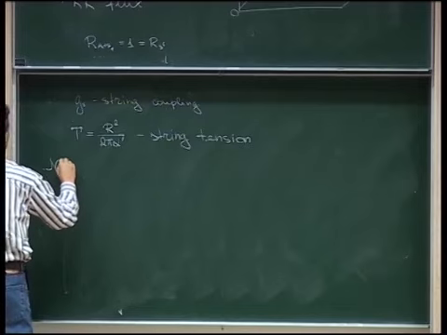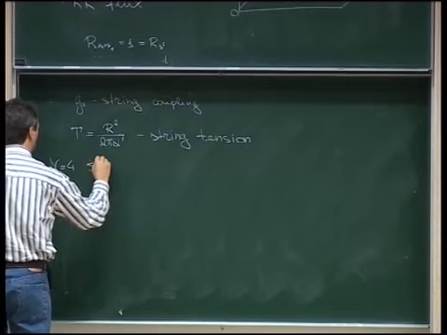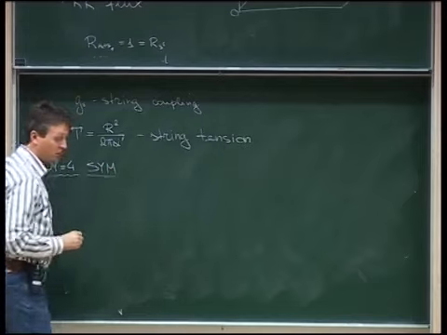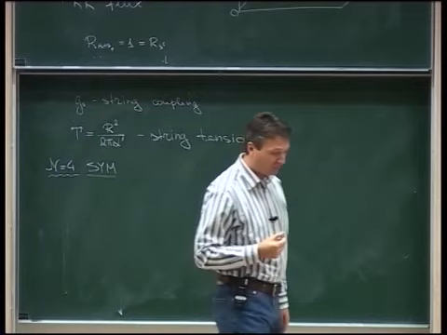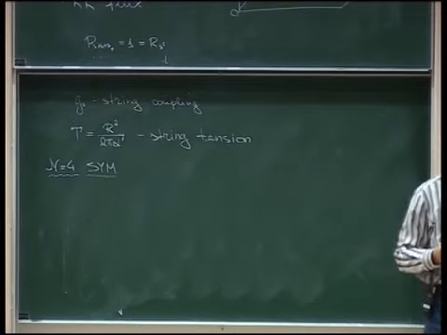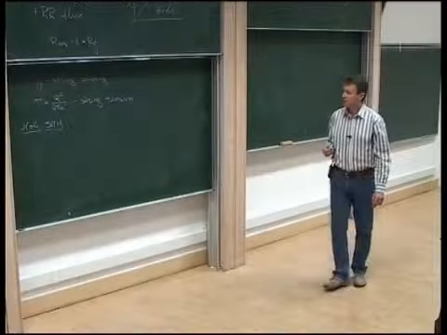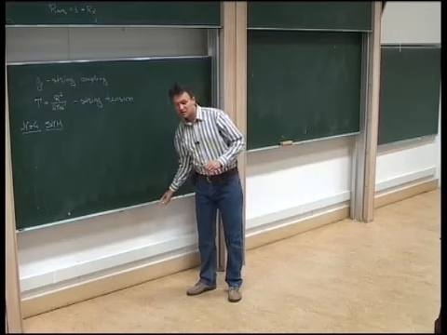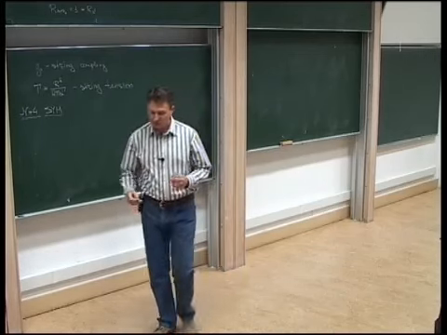Now, N equals 4 super-Yang-Mills theory is a gauge theory in 4 dimensions, which has the maximal number of supersymmetries a non-gravitational theory in 4 dimensions can have.